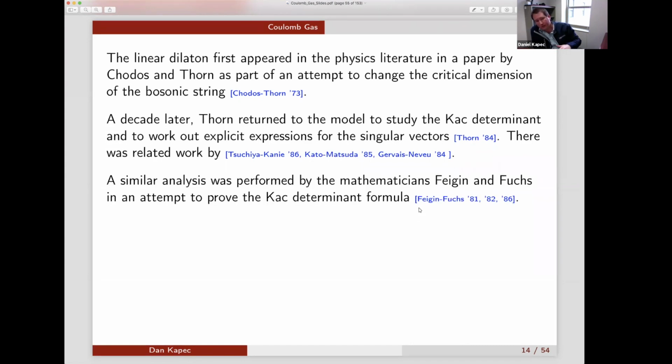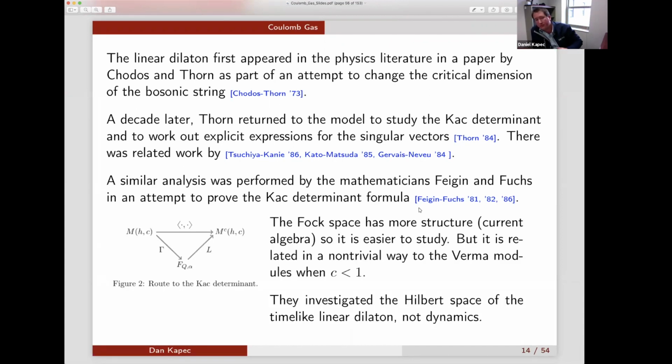There was a parallel development by the mathematicians Feigin and Fuchs, who were also trying to prove this Kac determinant formula through this auxiliary route through the linear dilaton Fock space. The reason that all of these authors are adding in extra ingredients to study a problem which can be phrased purely in terms of Virasoro representation theory is because the Fock space for the free scalar has extra structure, so it's easier to study.